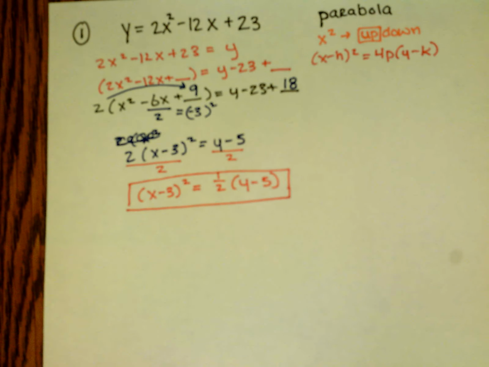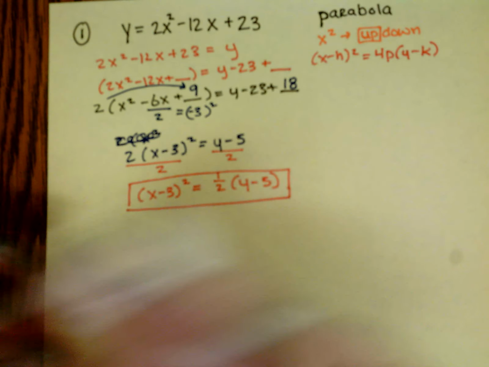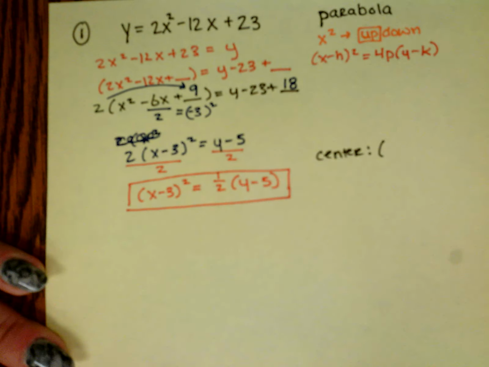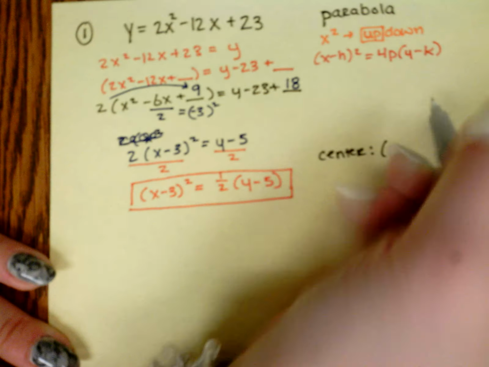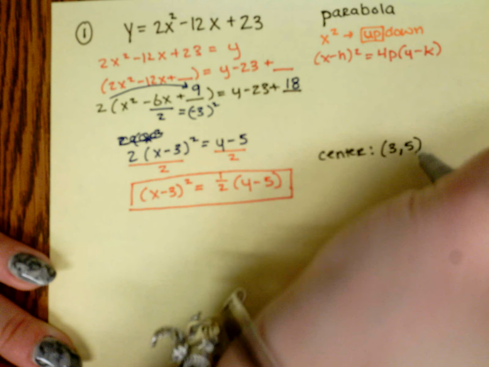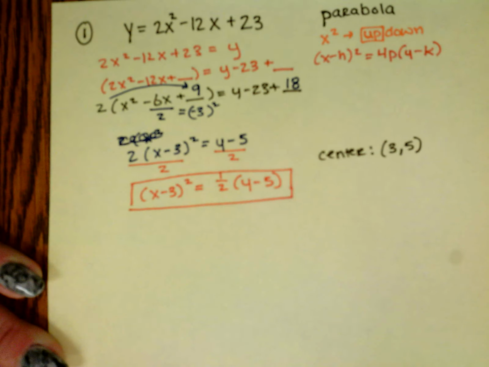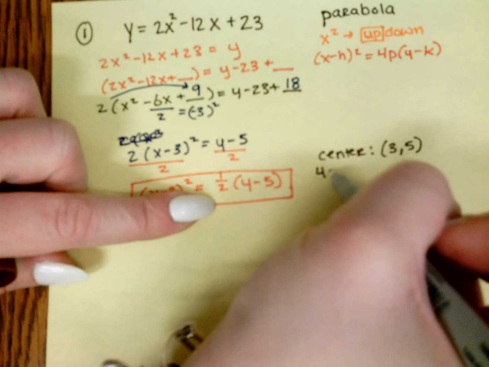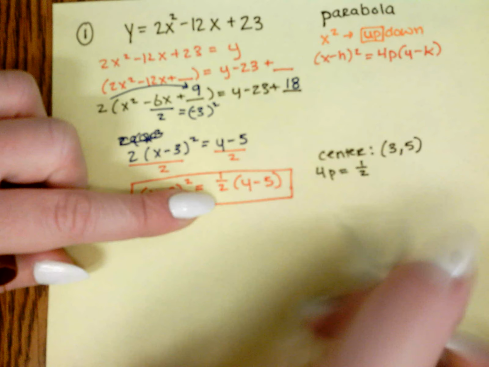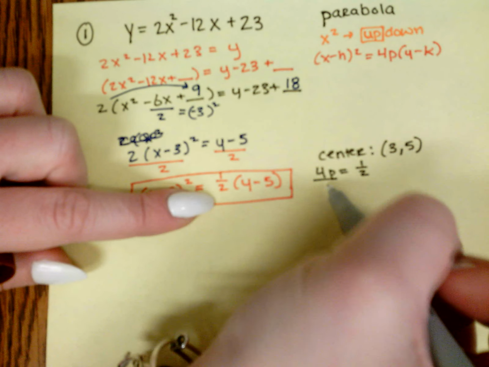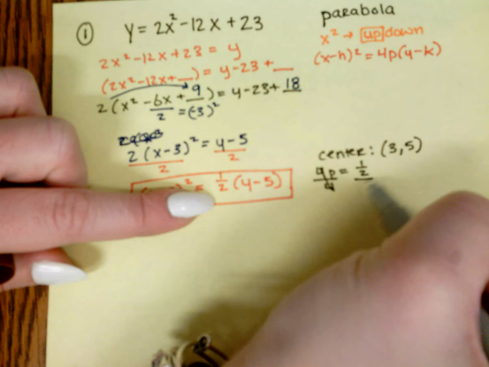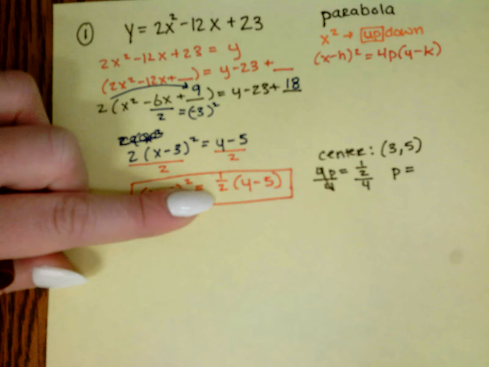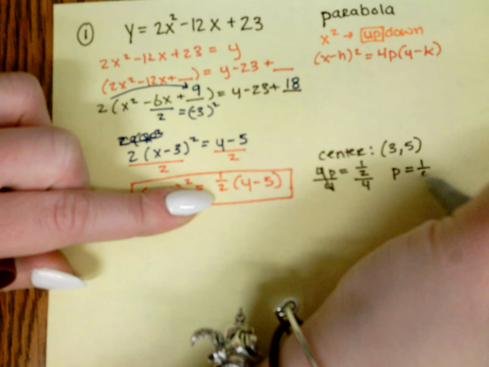So now this is my equation in standard form. Right? I could then go ahead and say that my center is what? 3, 5. I know that it opens up. Look, there's my 4p. Let's solve for p. 4p equals 1/2. If I'm going to solve for 4p, I have to divide by 4. 1/2 divided by 4 gives you that p, your p value, is 1/8.